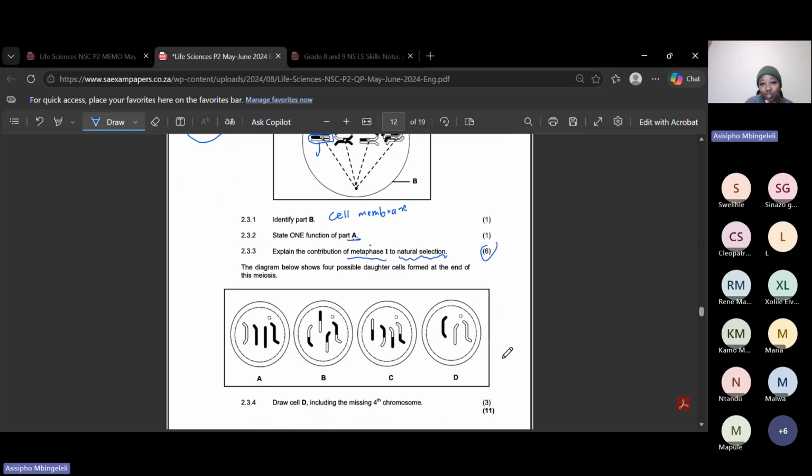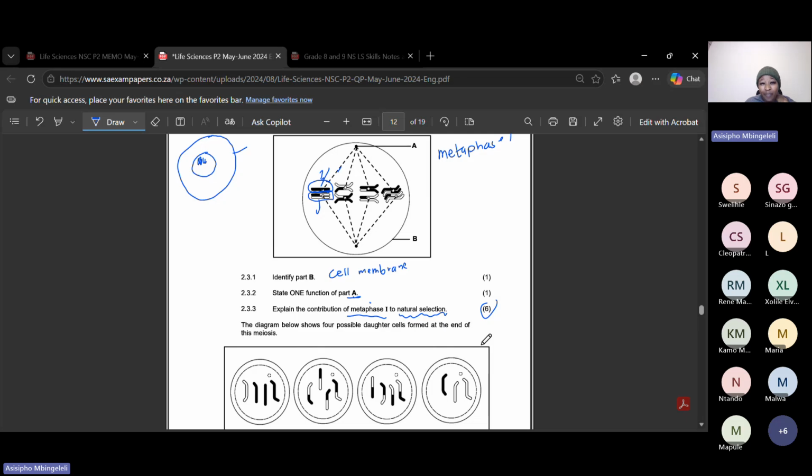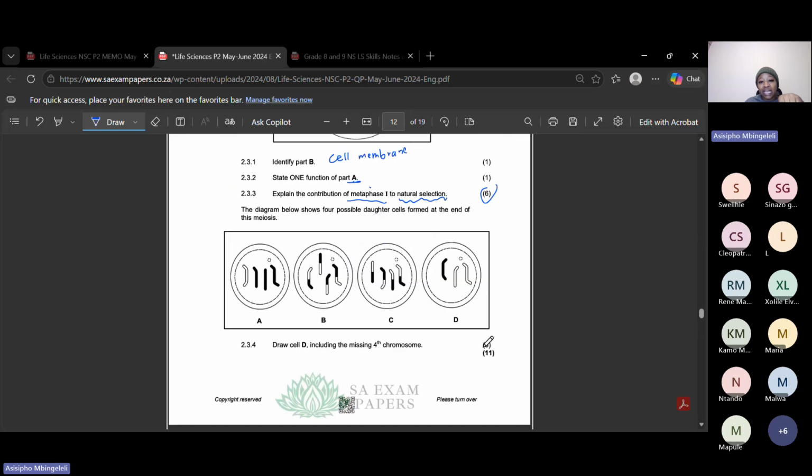The diagram below shows 4 possible daughter cells formed at the end of meiosis. Remember, with meiosis, we form 4 daughter cells. And what are we having here? It's actually the daughter cells from the diagram that we have above, because the diagram that we have above has 8 chromosomes, and each cell here at the end has 4 chromosomes. Draw cell D, including the missing 4th chromosome. I would be very much interested to see your drawings.